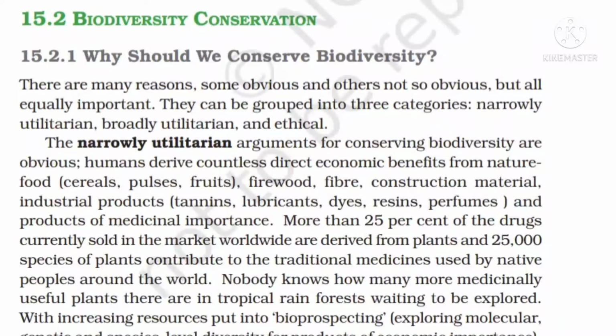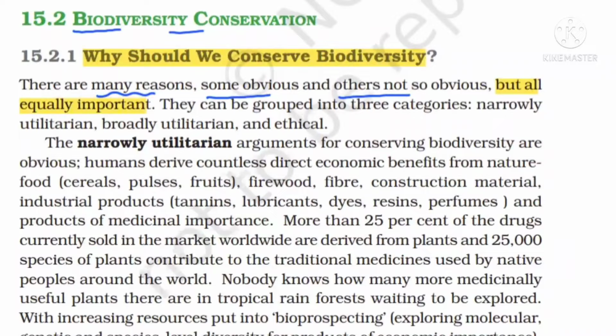In this video, we are going to study biodiversity conservation. Our first question is why should we conserve biodiversity? Actually, we can give many reasons. Some might be obvious, meaning we are getting direct, countless benefits, and some are not obvious. But whether they are obvious or non-obvious, all are equally important.